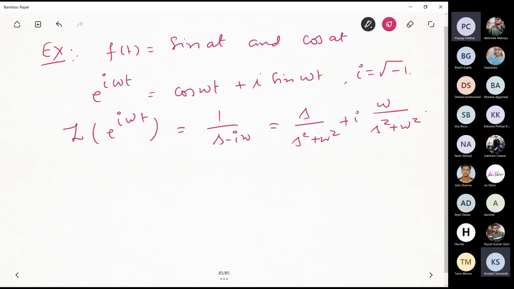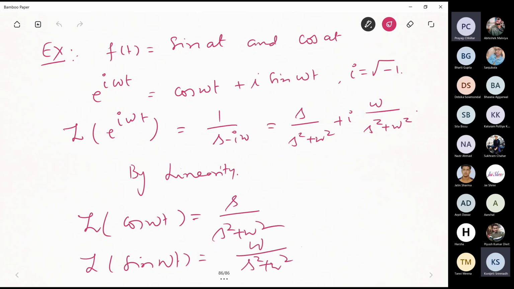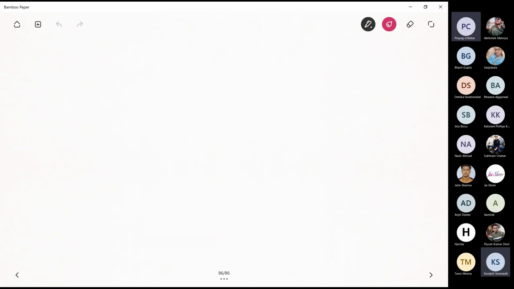So comparing the real and imaginary parts, using the linearity again, by linearity we get Laplace transform of cos omega t as s by s square plus omega square and of sine omega t as omega by s square plus omega square. Okay, so these are some of the basic functions that we use in differential equations.